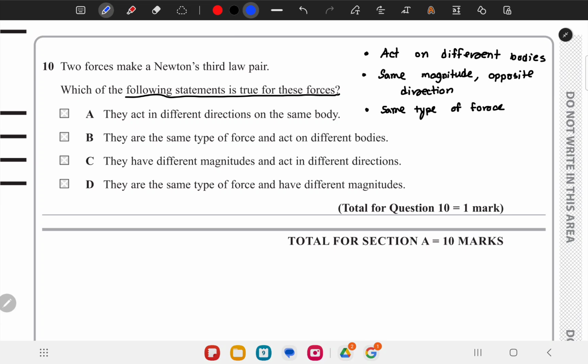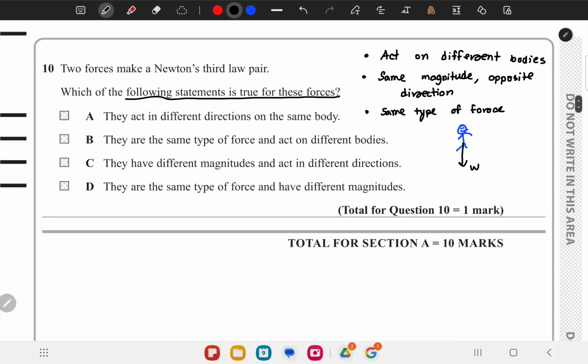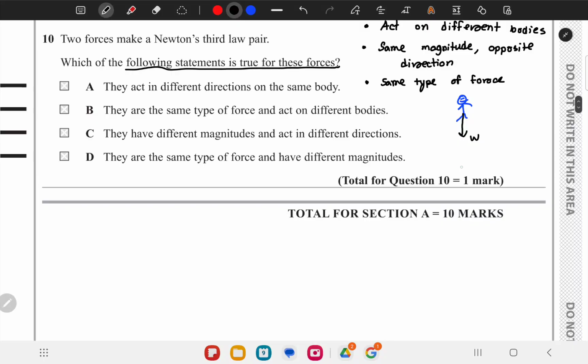So if I want to find the Newton's third law pair force for my weight, a common misunderstanding is considering the normal contact force to be the Newton's third law pair. This won't be the Newton's third law pair for weight because it's acting on the same body. The normal contact force from the ground or floor and my weight are both acting on me. They must act on different bodies. So my weight is due to earth. So the earth's gravity makes me have a weight. So the Newton's third law pair force must be on earth.